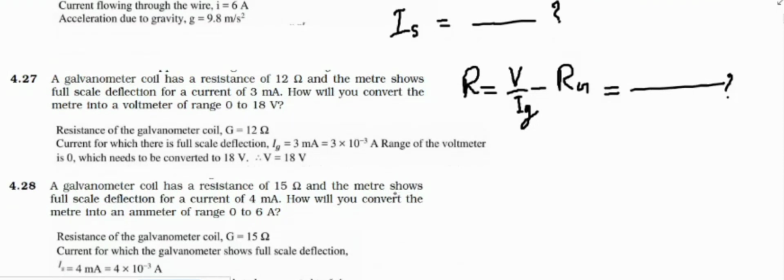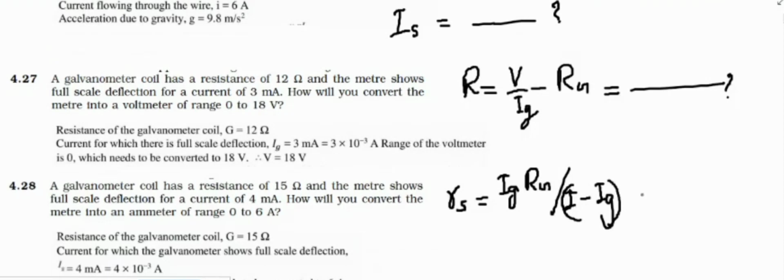Now, question 28, a galvanometer coil has a resistance of 15 ohm and meter shows a full scale deflection for a current of 4 milliampere. How will you convert the meter into an ammeter of range 0 to 6 ampere? You have to connect a shunt resistor parallel to the galvanometer, and the value of shunt resistor is given by Ig Rg upon I minus Ig. This will give you the value of shunt resistance, as the quantities are given in the question.